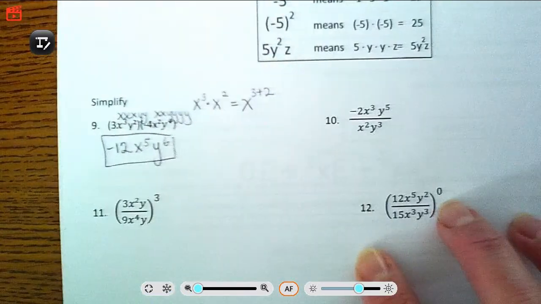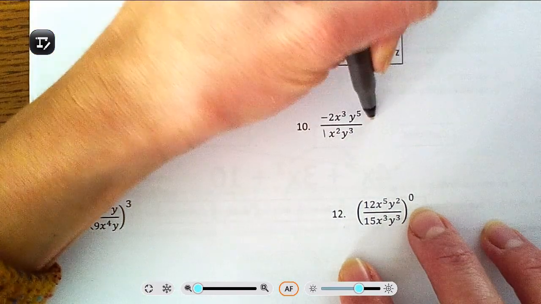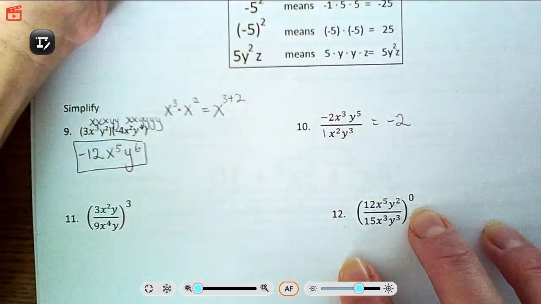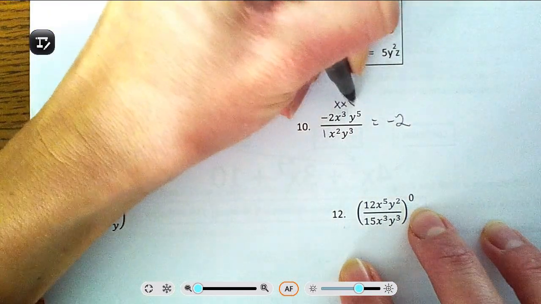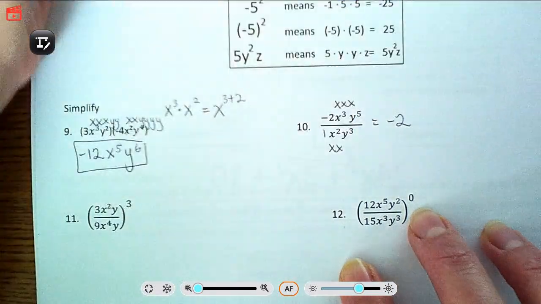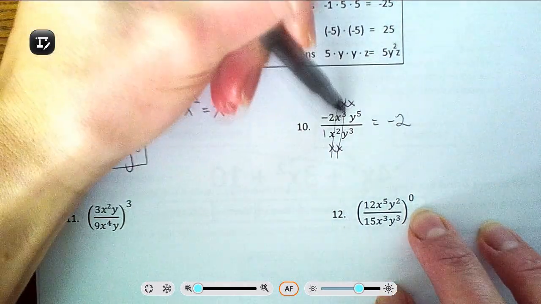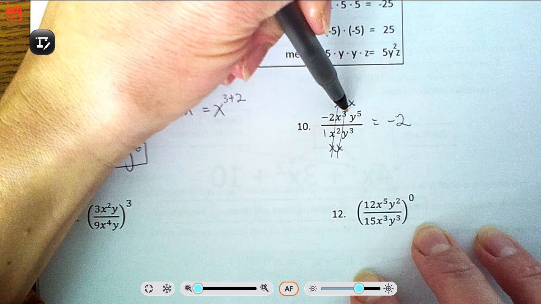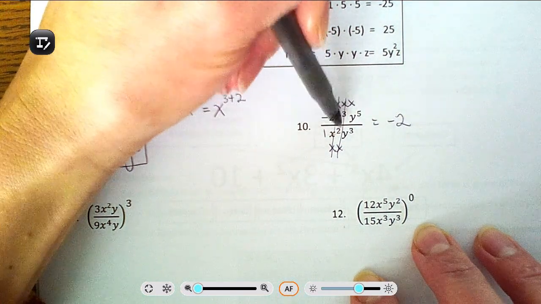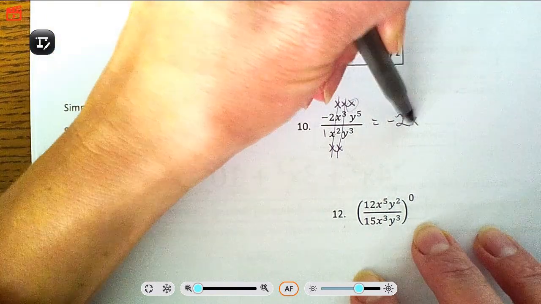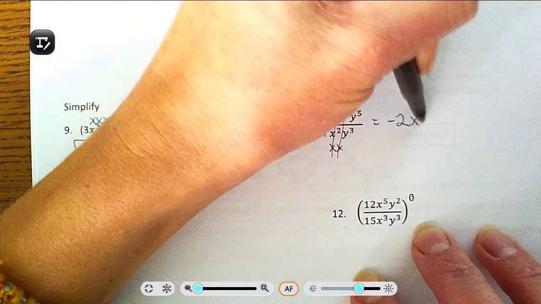Okay, number 10. Negative 2 divided by 1, so that just gives us negative 2. X to the third over x to the second. In expanded form, that really looks like this, and we would cancel 1 for 1. In exponent form, using exponent shortcuts, instead of dividing, we're going to subtract the exponents. 3 minus 2 is just 1. And 5 minus 3 is 2.